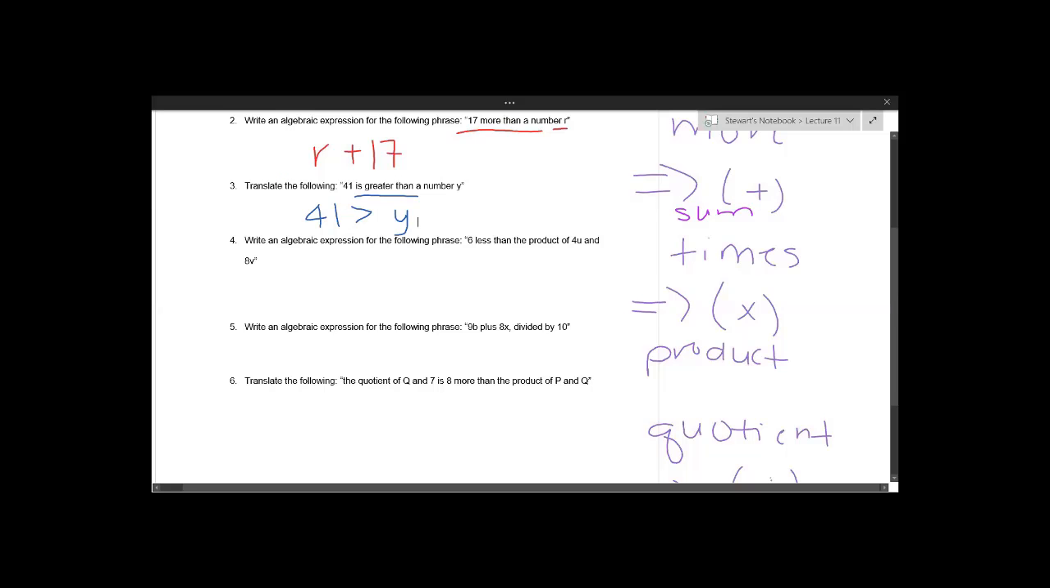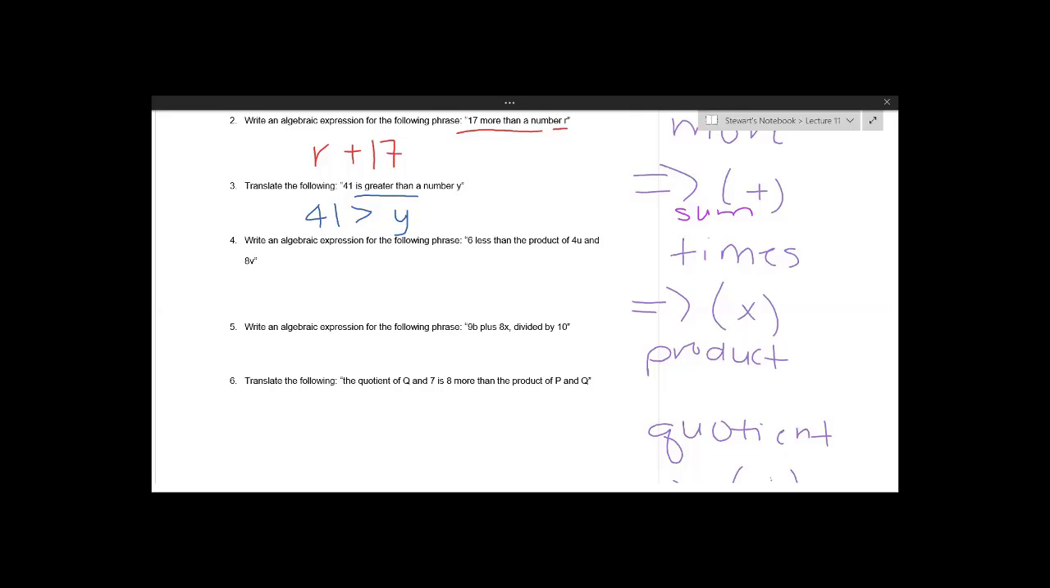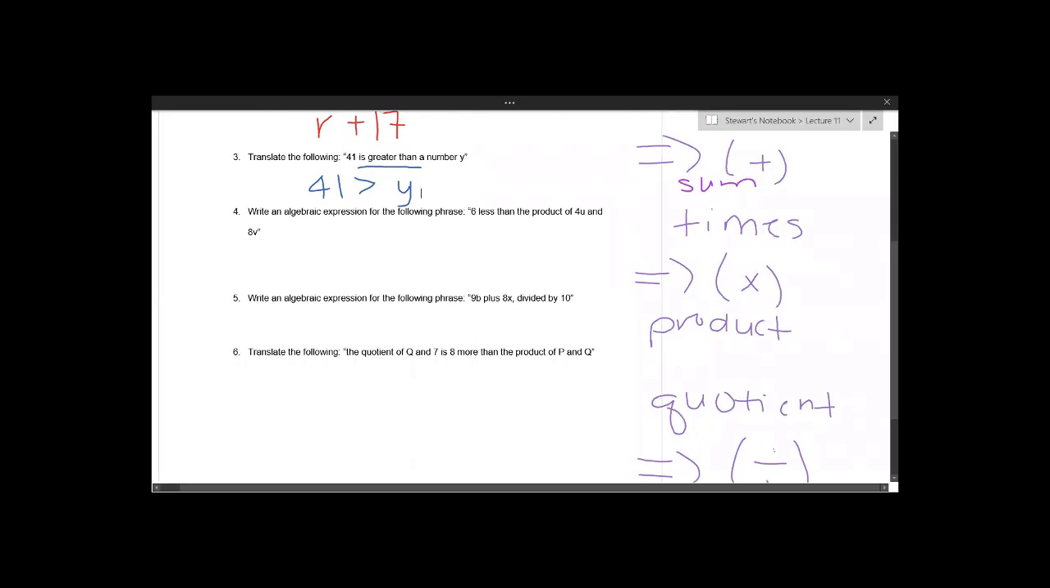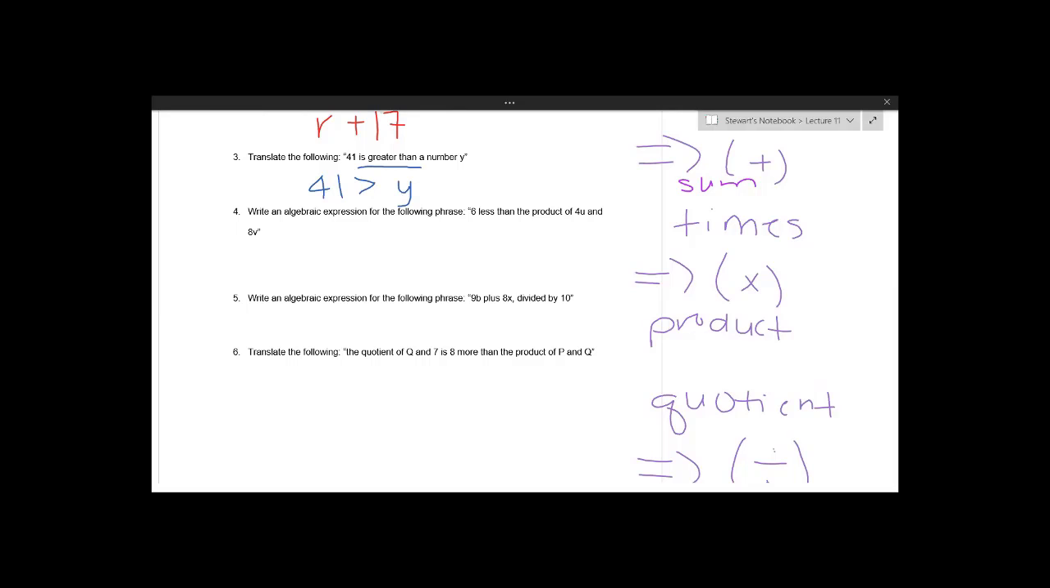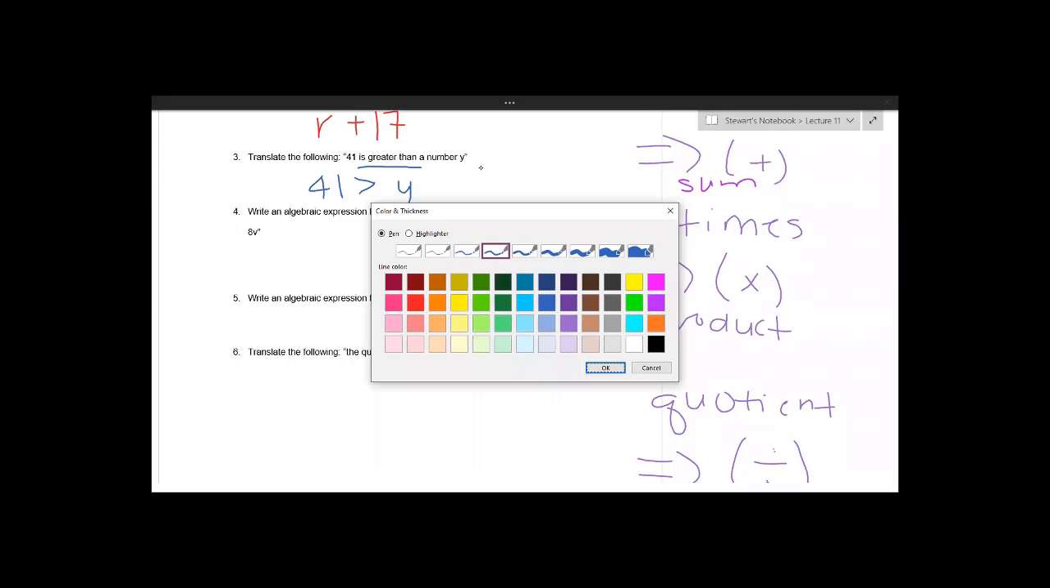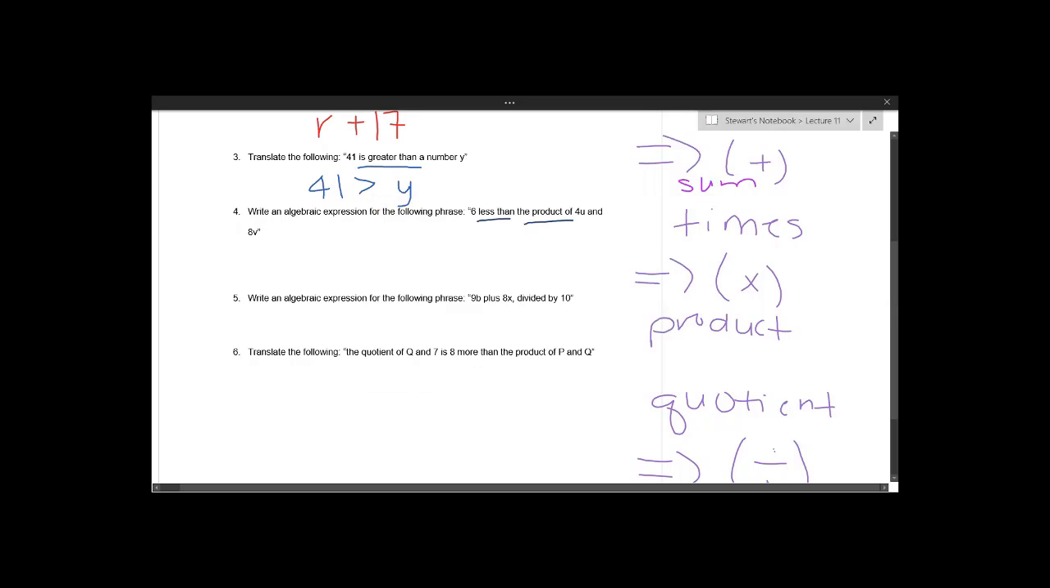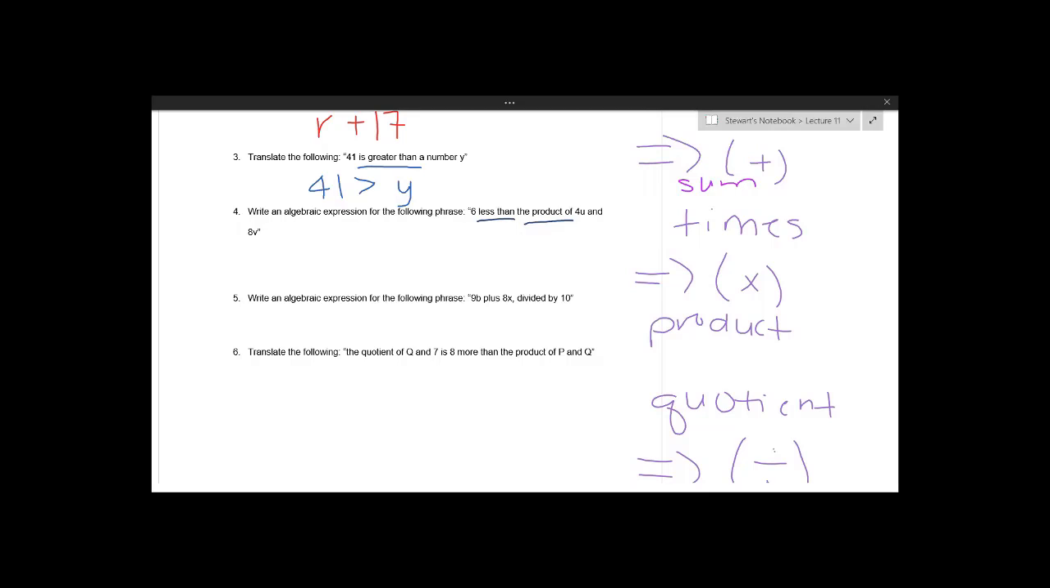Okay, and now we have: write an algebraic expression for the following phrase. 6 less than the product of 4u and 8v. It's helpful here to consider order of operations. We have to identify these keywords to see where order of operations comes into play, because we have product and less than. Less than means subtract, and because it doesn't say is less than, it just says 6 less than, we're going to subtract. Then it also says product, which means we have to multiply. So we have to think about the order of operations, like how would we combine this?